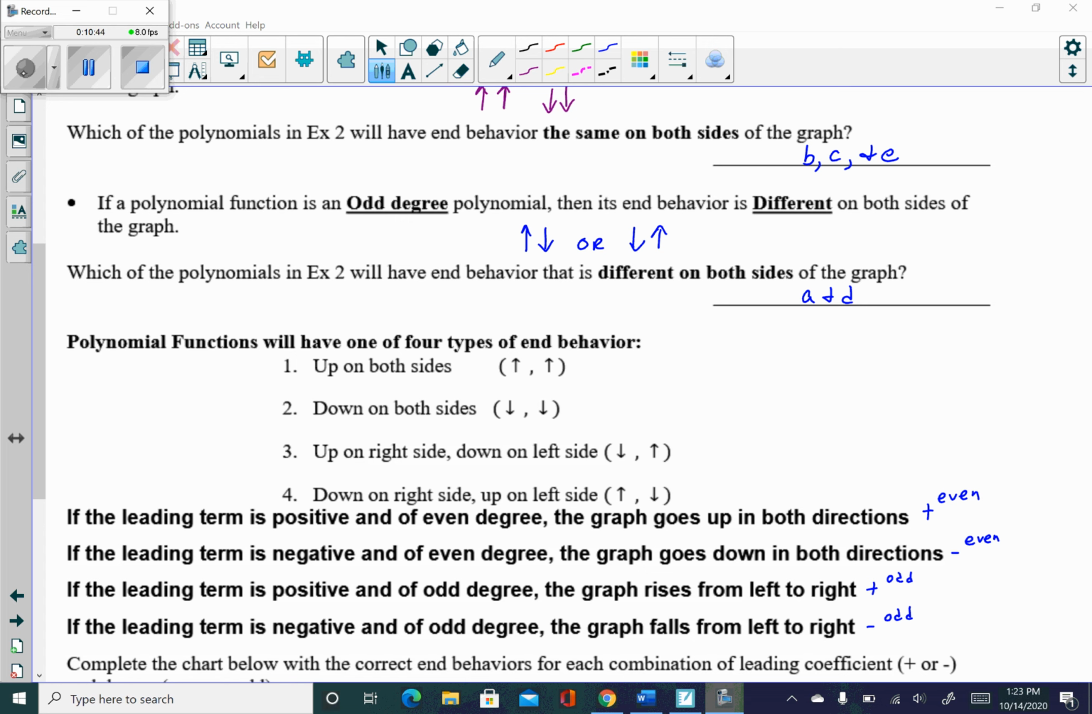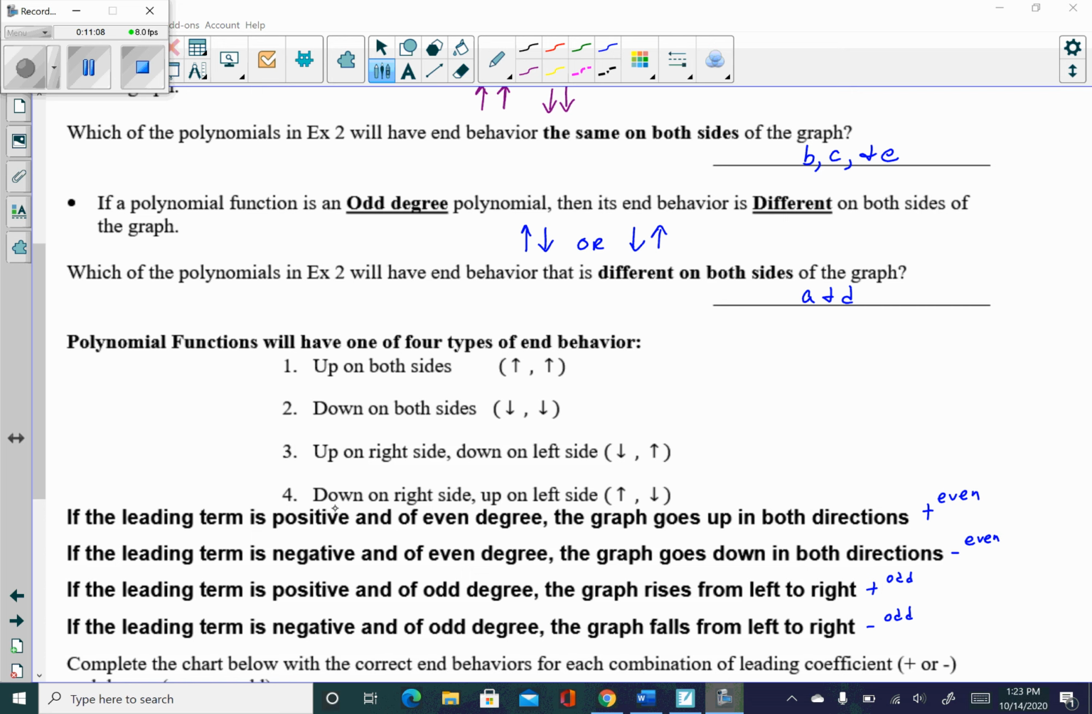Just below here, we will summarize our polynomial functions and their types of end behavior. Basically, there are 4 types. Your end behavior can be up on both sides, down on both sides, up on the right and down on the left, or down on the right and up on the left. So basically like up, down, and down, up.